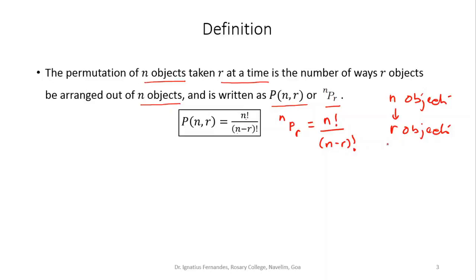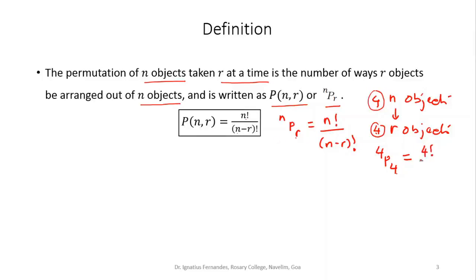So in the previous case I had 4 objects, 4 letters, and I wanted to arrange all 4. So we were trying to arrange 4 letters out of 4, or 4 letters taken 4 at a time. As per this formula, it will be 4P4. So n is here 4 and r is also 4.